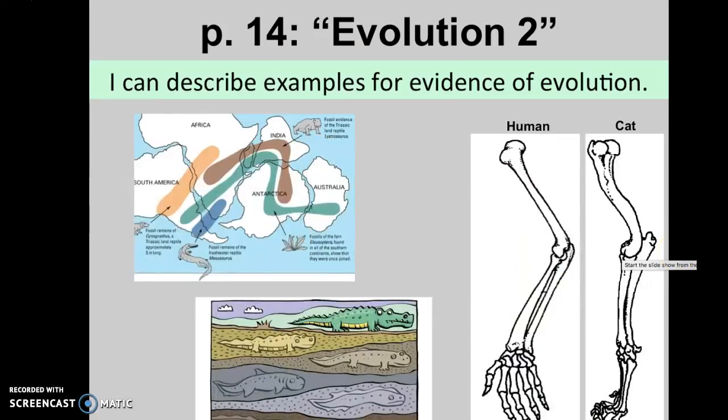We are doing your Evolution 2 notes, and we are going to talk about how do we know that, what kind of evidence do we have for evolution? How do we know that things have changed gradually over time? And here on the screen we see a few different pictures of some of the things that we're going to be talking about.